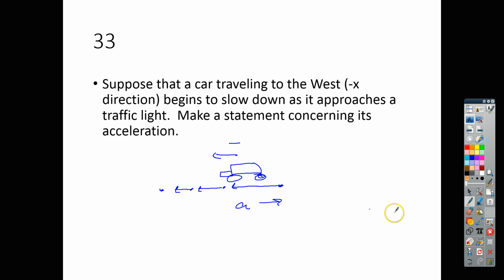Our acceleration then, let's get rid of what's on the bottom here so that we don't confuse ourselves. This is our velocity map. Our acceleration map would be, the acceleration would have to be in the opposite direction since this item is slowing down, and it would be constant all the way across. So the acceleration here would be positive since it is going to the east if we make west negative.